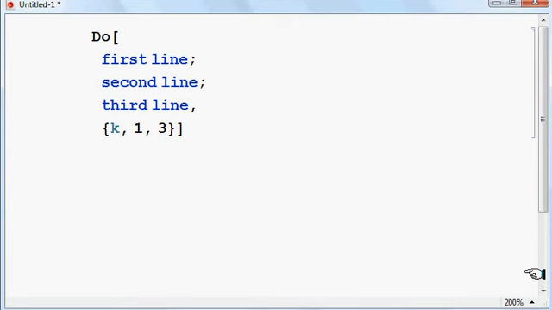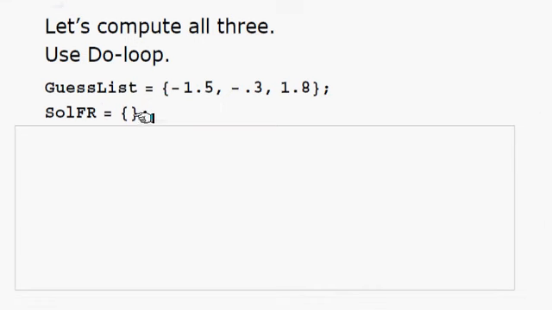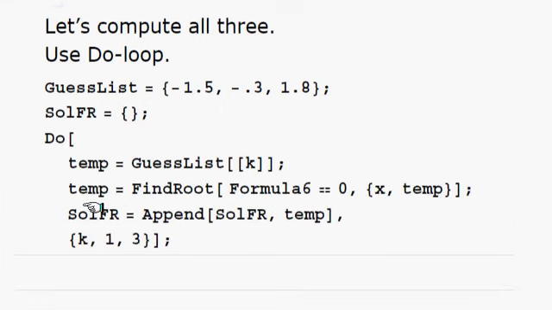By doing that, Mathematica will repeat this exactly 3 times, changing each time the k value from 1 through 3. So the first value is 1, the second value 2, the third value 3. It'll repeat these 3 lines 3 times. Here we start with an empty set, a list. Then we're going to repeat the 3 tasks. First, we're going to pick the first initial value. That's the list, and this double bracket picks up the elements from the list.